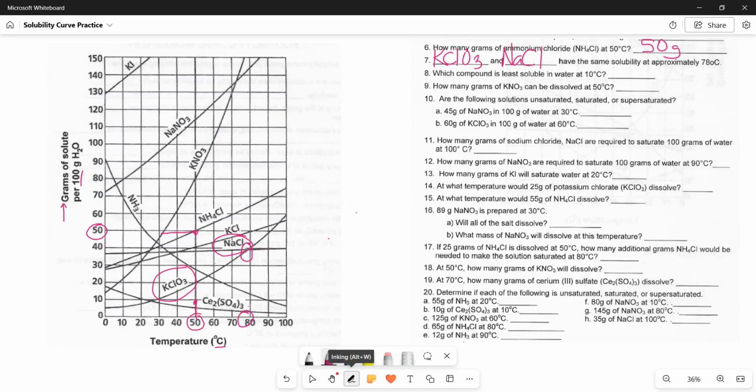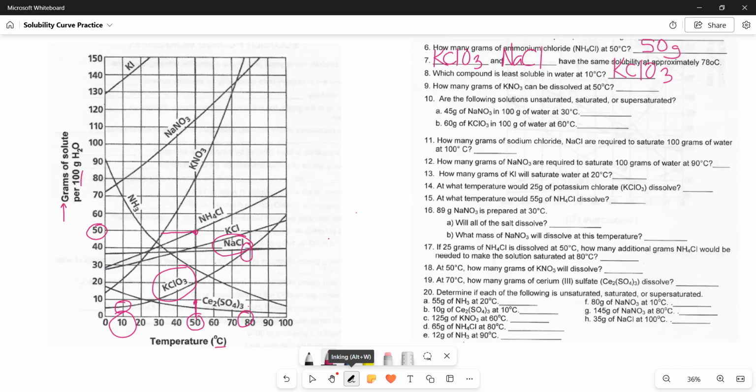Okay, so the next question says, which compound is the least soluble at 10 degrees? So 10 degrees puts us right here. The first line that we come across is this one, which happens to be the potassium chlorate. So we're going to say that this one is the least soluble at 10 degrees.